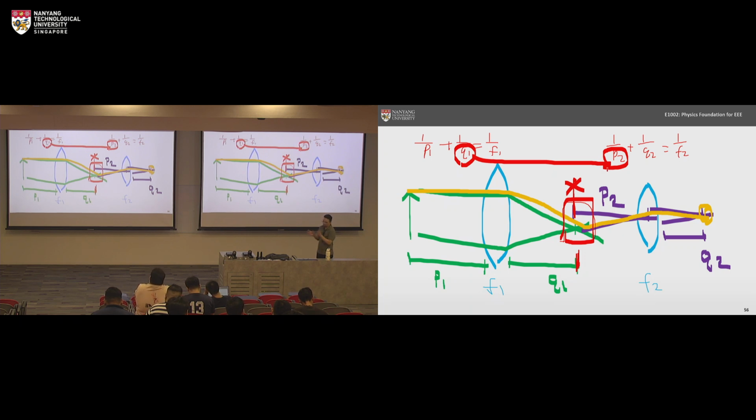So whenever you deal with a compound microscope or compound telescope, it doesn't matter. The first step is you always have to write down two sets of equations. They should work independently. And then keep in mind that the image from your first lens, which is Q1, should give you the information of P2. So keep this in your mind. It's very important.